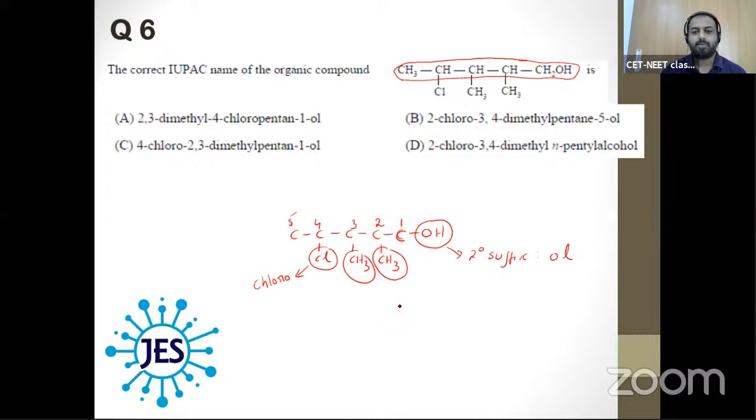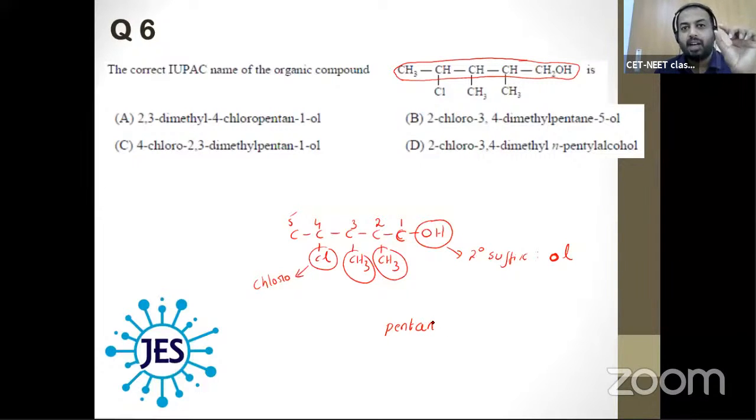Okay, let's start from the root word first. It's pent. Pent is the root word. No double bonds, no triple bonds, all single bonds. So ane, pentane. And now you are adding the secondary suffix ol. Remember, when you are adding a secondary suffix which begins with a vowel, then you should remove the terminal e.